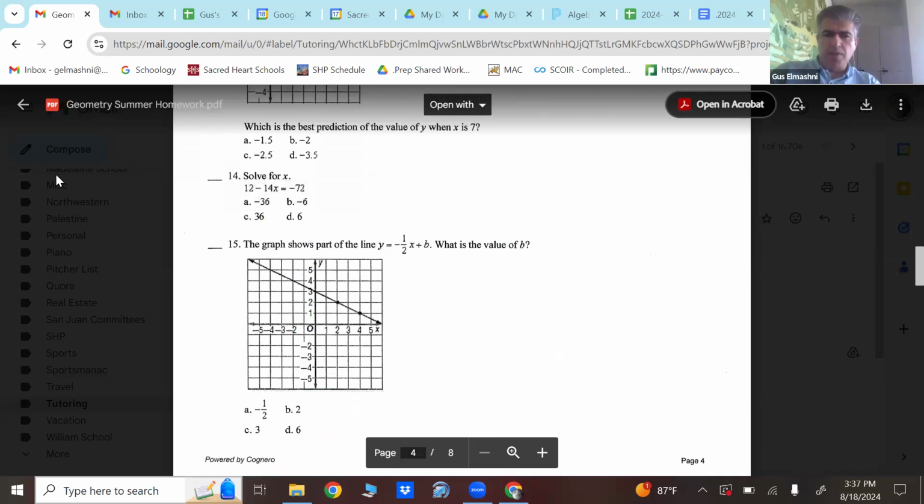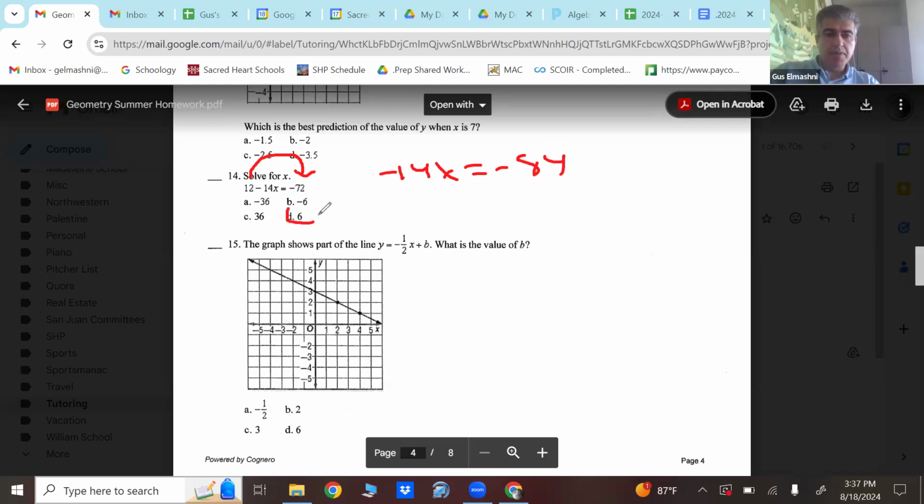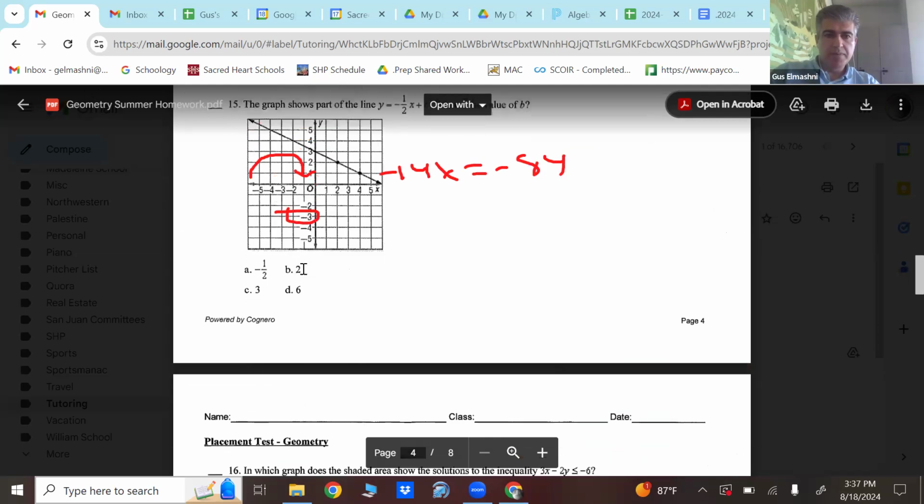Okay, how would you solve for X for 14x? What would you do? 14x equals -72. So x would be -6. Good. Actually, 6. +6. All right. Right, so D. Okay, be careful.